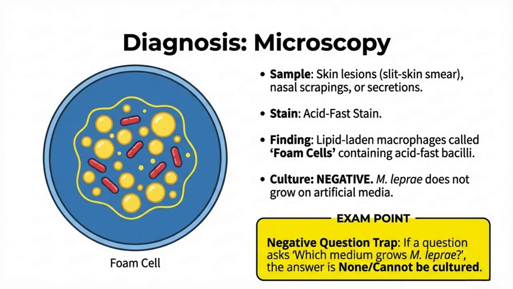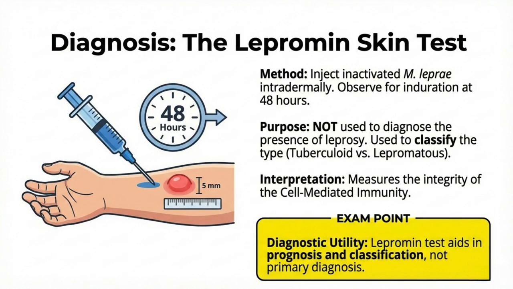A key point is that Mycobacterium leprae cannot be cultured on artificial media. Therefore, if asked which medium grows M. leprae, the correct answer is none. The lepromin skin test involves intradermal injection of inactivated Mycobacterium leprae and observing for induration after 48 hours. This test is not used for primary diagnosis. Instead, it helps classify the type of leprosy and assess the integrity of cell-mediated immunity. A positive test suggests tuberculoid disease, whereas a negative test suggests lepromatous disease.